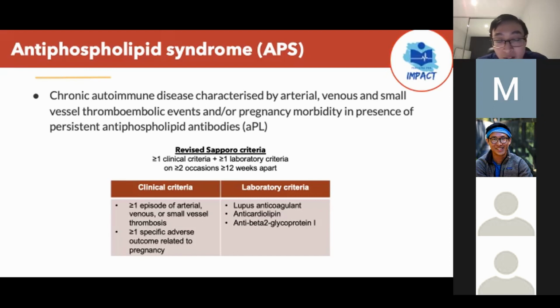There are 3 laboratory criteria that correspond with the 3 antiphospholipid antibodies. So you need 1 clot and then 1 of the 3 antiphospholipid antibodies to be positive. You retest in 12 weeks, and if they're still positive, then you have a diagnosis of antiphospholipid syndrome.